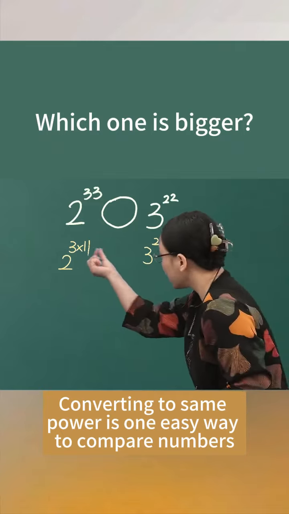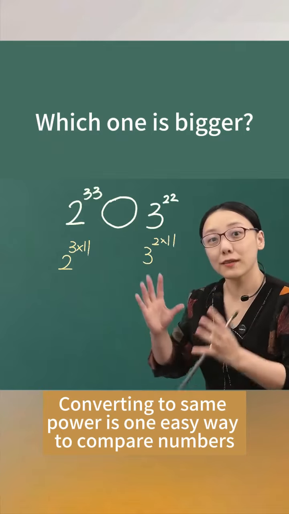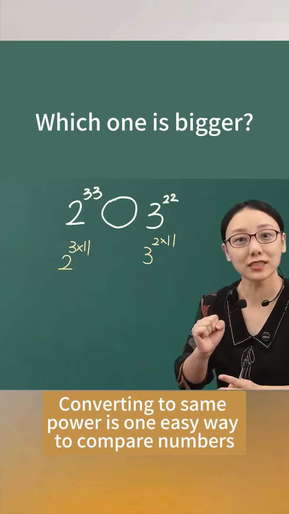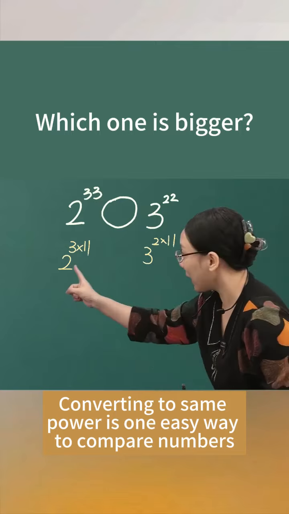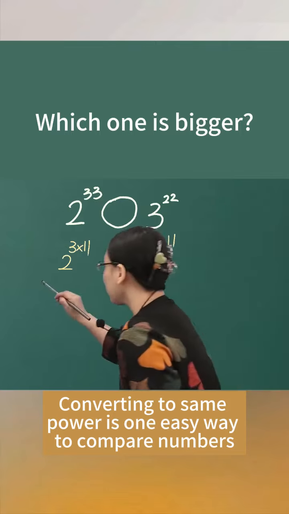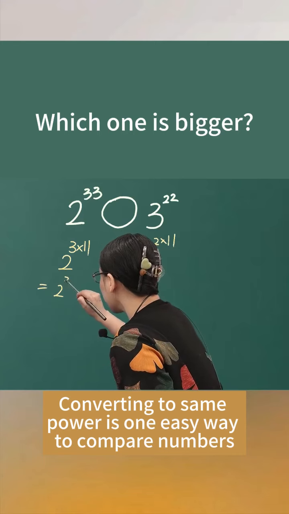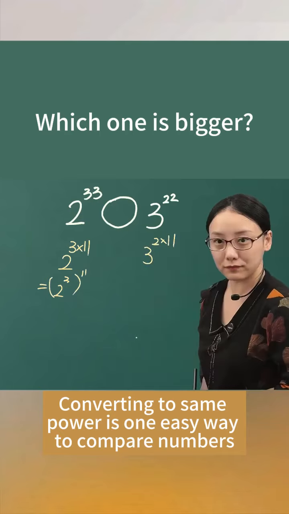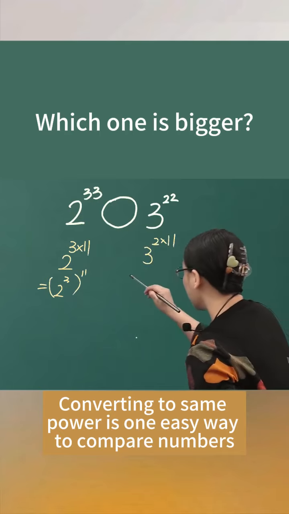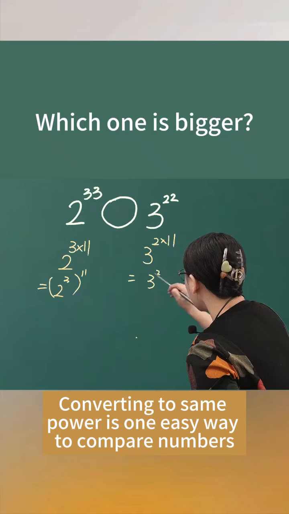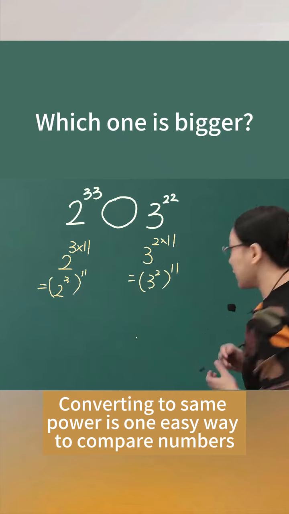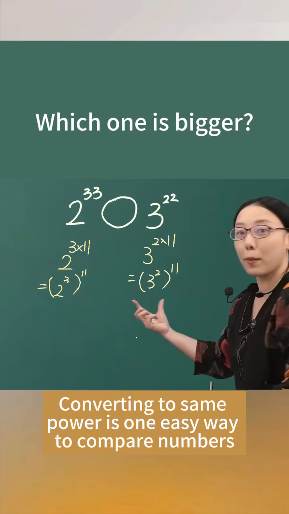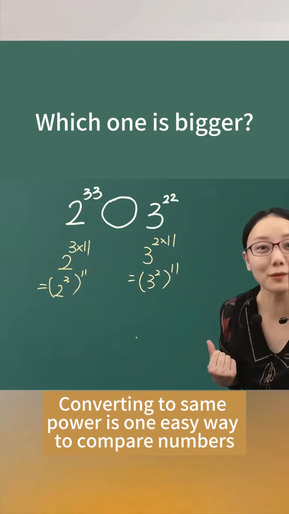Look, this one has an 11, and that one also has an 11. We said that the parts that are the same shouldn't be changed, right? So next, how should we adjust them? We turn it into 2 to the 3rd power, and then raise that to the 11th power outside the parentheses. So, what do we turn this one into? Here, 3 squared and then raised to the 11th power outside the parentheses. Even though we've added parentheses, the result is the same as above, right?